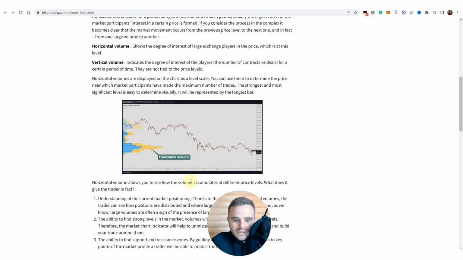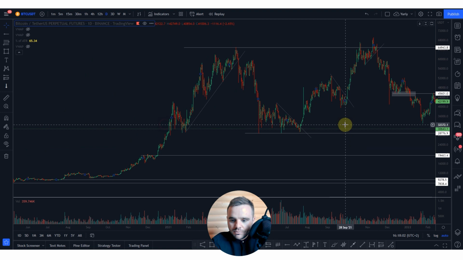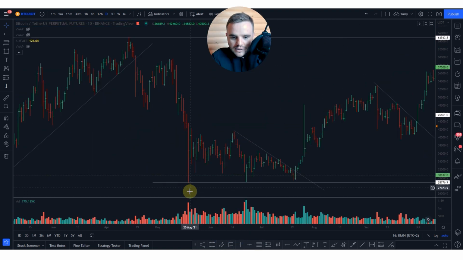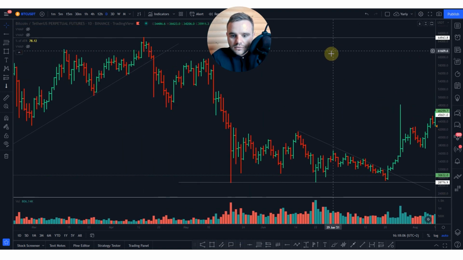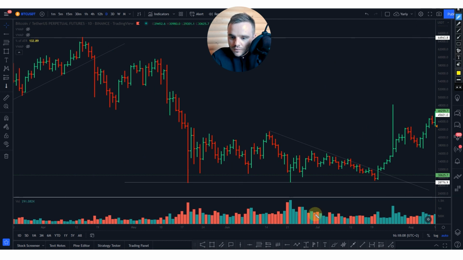Let me show you several examples of how price bounced after significant volume entered the market. Here is an example, pay attention here. Exactly on this candle, have a look at the volume. First, volume is this part. It shows us how many Bitcoin were traded during this bar or candle.